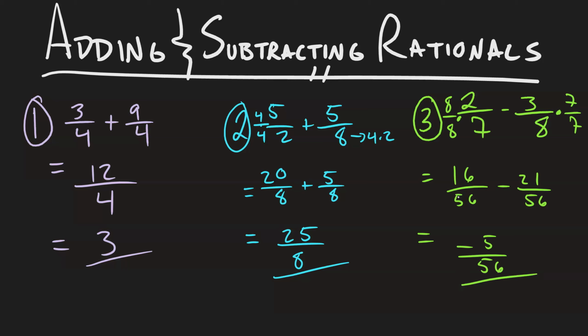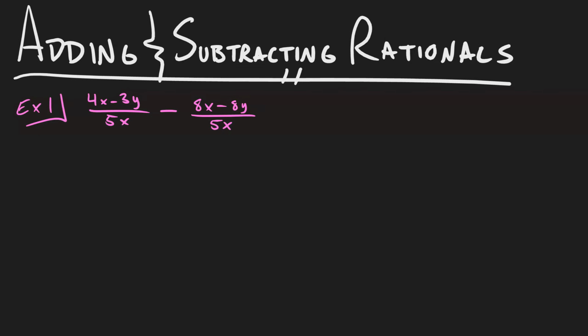So now let's move on to some more complex problems. Okay, for our first example, we have (4x minus 3y) over 5x minus (8x minus 8y) over 5x. So luckily for us, we already have common denominators. So this is just a simple subtraction problem. However, you do want to be careful in this situation because you are subtracting the entire numerator. So what you really want to think of this as is -8x and a plus 8y. That way we can combine these this way.